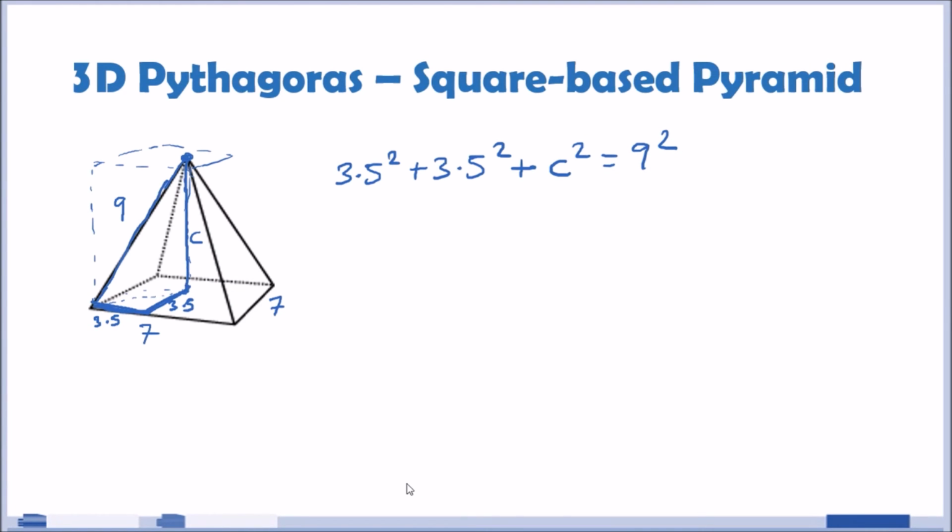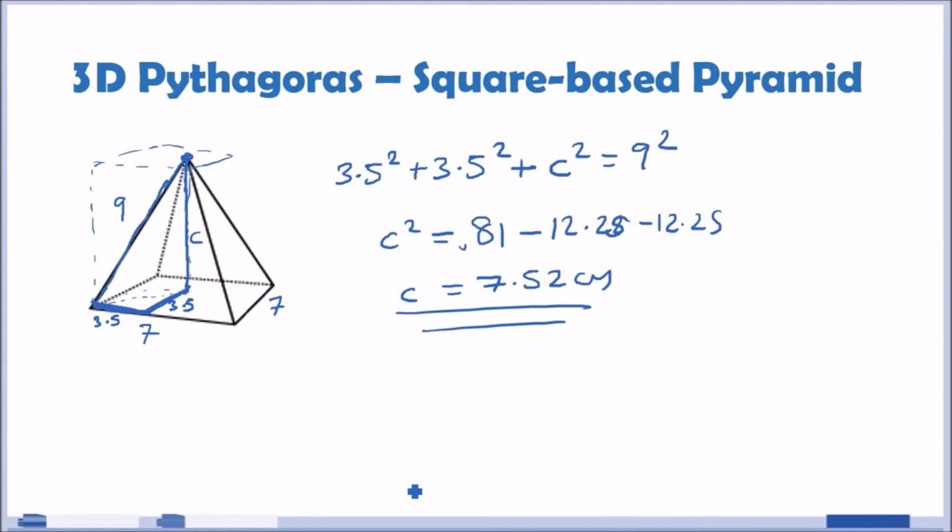That's it, guys. Smashing it. So let's solve this directly here. So putting this on the calculator and making c squared the subject, we should get 81. So 9 squared is 81. Take away these two squared, which is minus 12.25, minus another 12.25, and then we just simply square root both sides. Square root this, and we should get about 7.52 centimeters.